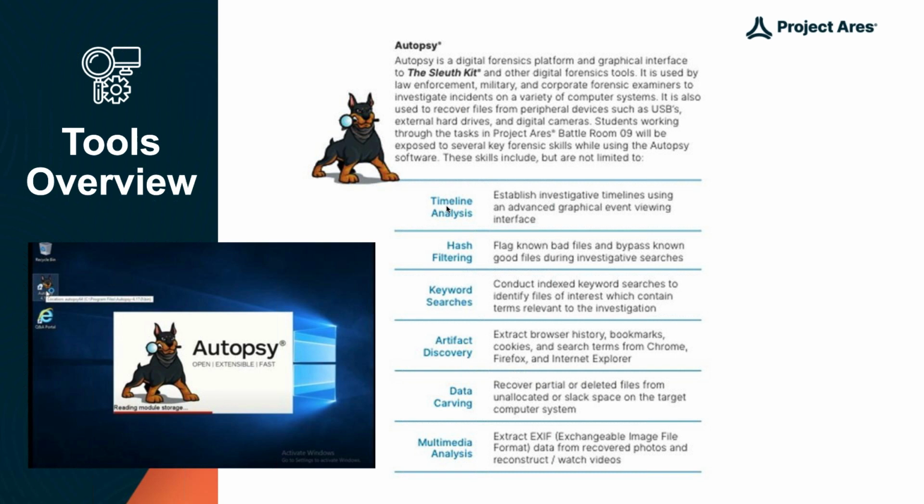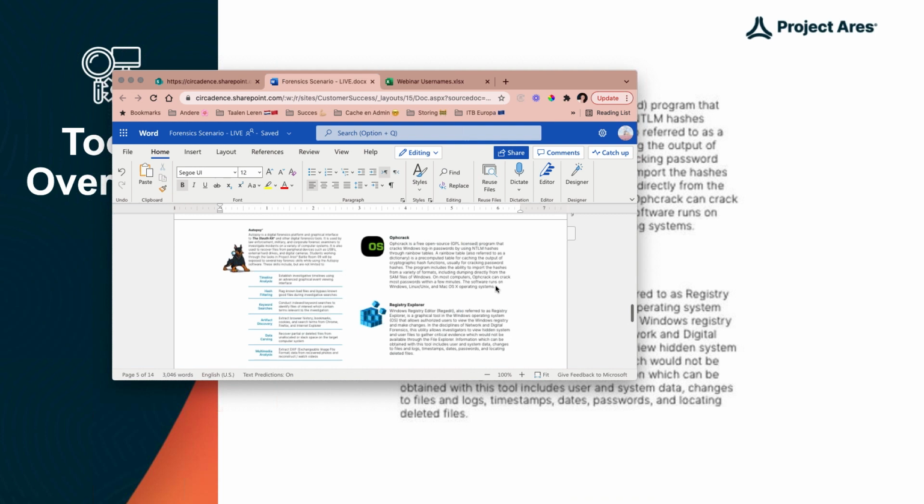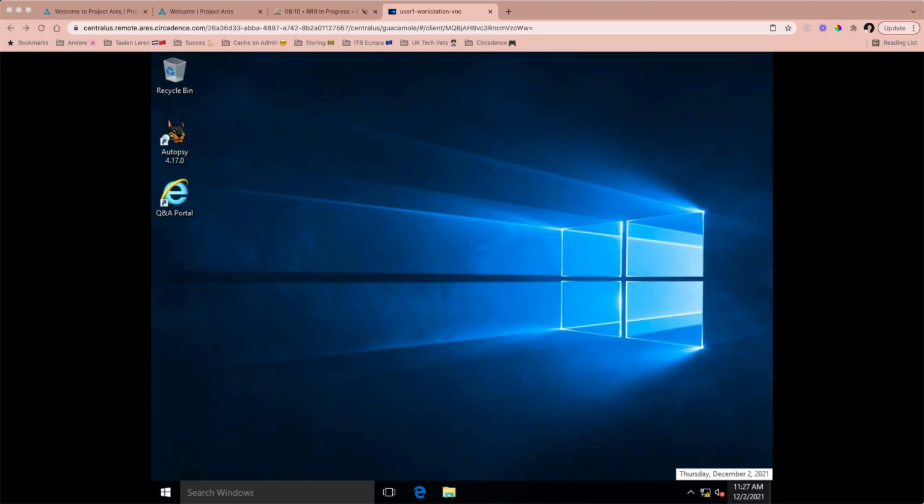You're going to have access to Autopsy, and for those of you for whom this is new, Autopsy is a platform and an interface that allows you to recover files. Students working through those tasks inside Project Ares get exposed to this kind of tool that allows them to do things like timeline analysis and hash filtering and everything that you can see here. This is available on the virtual desktop of Battle Room 9, along with these two tools that we can see here. We've got the free open source program, and then we also have the Windows Registry Explorer. That'll allow you to conduct all of the necessary research that you will need to do to be able to support your case of the intrusion.